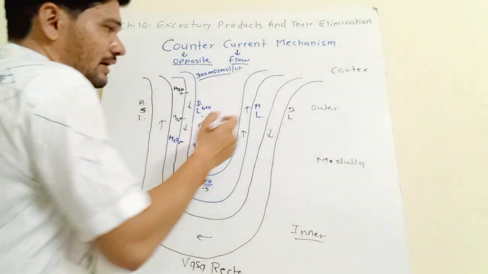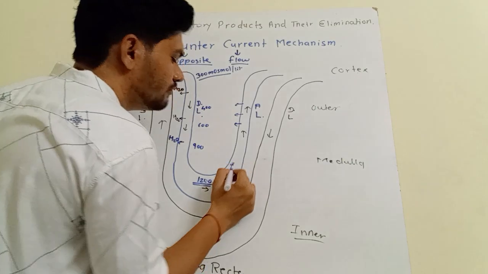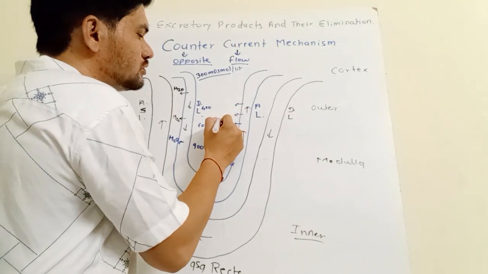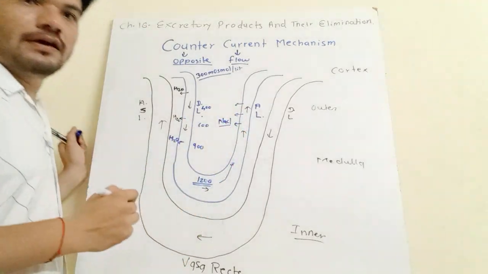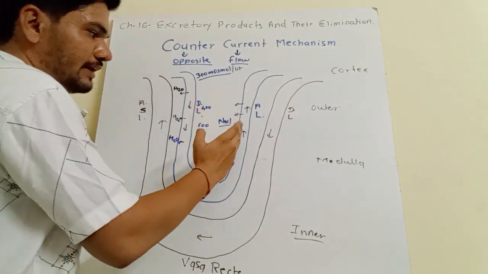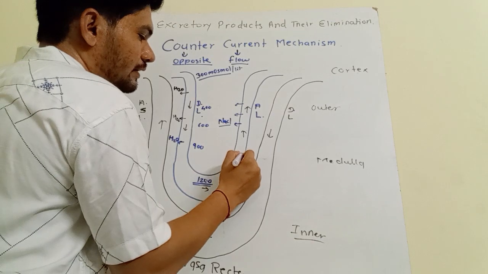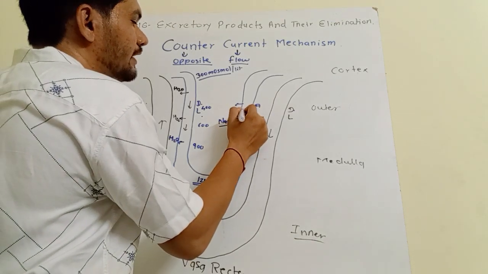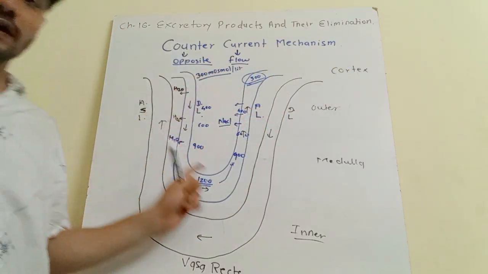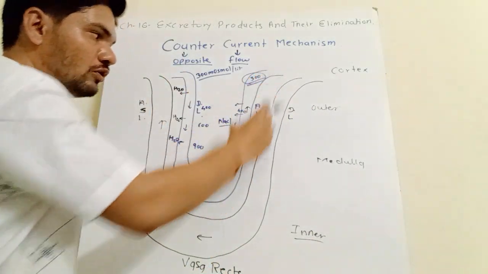And we all know that the ascending loop is permeable to electrolytes. So whenever the filtrate goes upward in the ascending loop, it is going to lose NaCl, right? So as it goes upwards, it will lose electrolytes, so it will become diluted: 900, 600, 400, and as it reaches the cortex region, it will come back to the original osmolarity it had. So this is what happens in the loop of Henle.